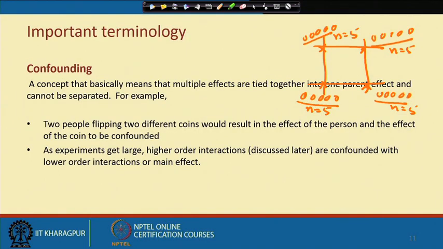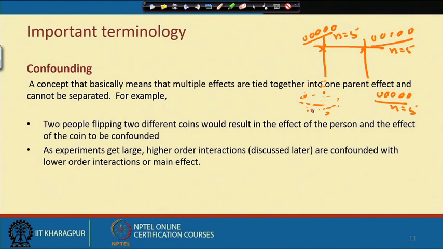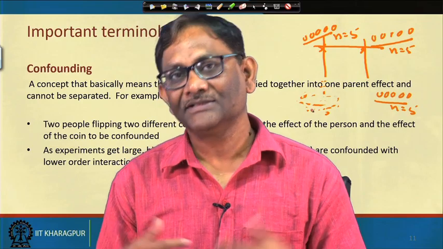Another interesting terminology that I have not discussed in the first lecture is known as confounding. Confounding is an important one. It is a concept that basically means that multiple effects are tied together into one, and you will not be able to separate them. For example, two people flipping two different coins would result in the effect of the person and the effect of the coin being tied together. In this experiment, you will take the outcome into consideration, do some kind of analysis and finally take some actions.